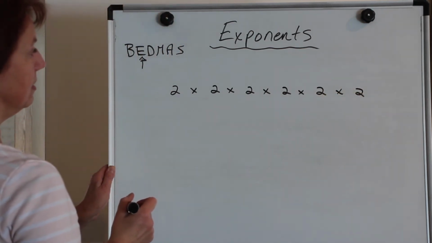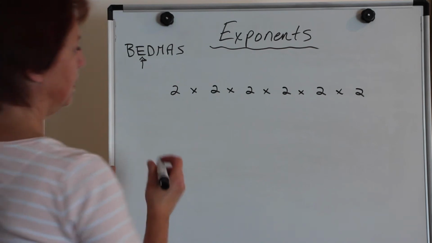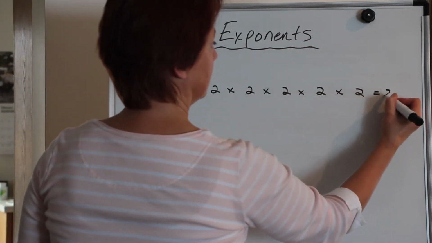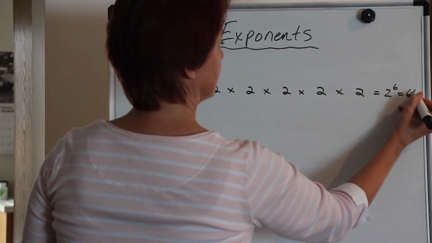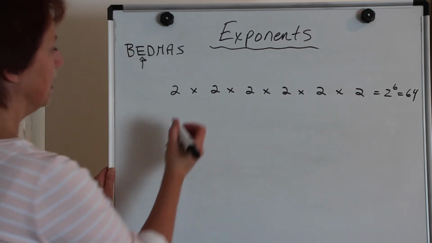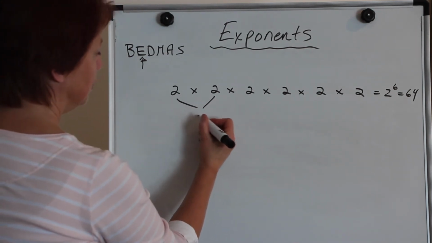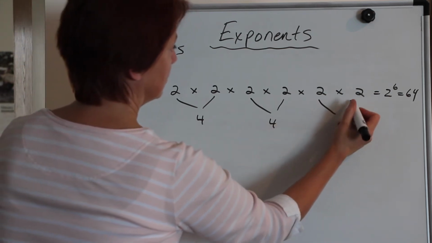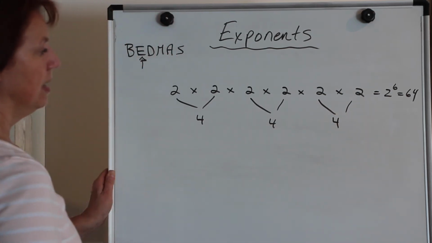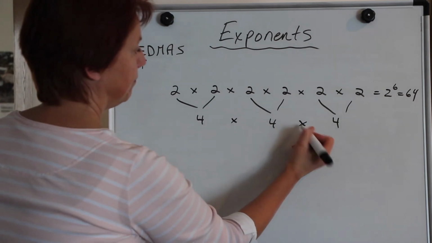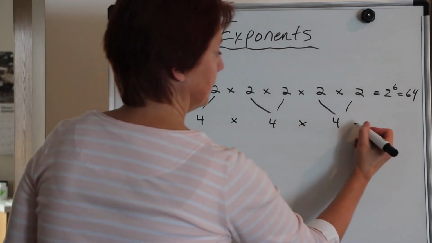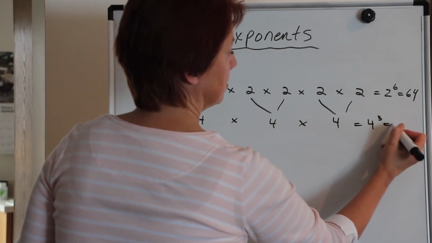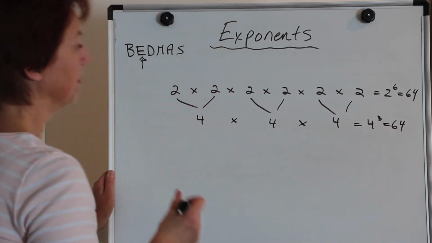Okay, is that 6? It is. So what we've got here is 2 to the 6, which I said a minute ago was 64. Now these two 2's make 4, those two 2's make 4, and so do those two 2's. And so what we've got is 4 cubed, which is, no surprise, 64.